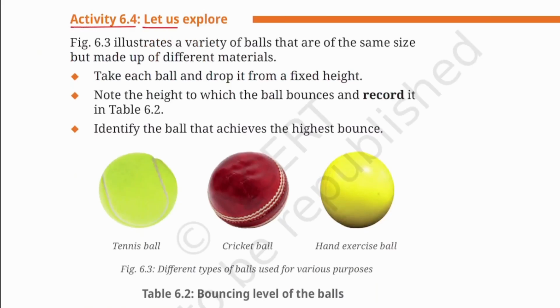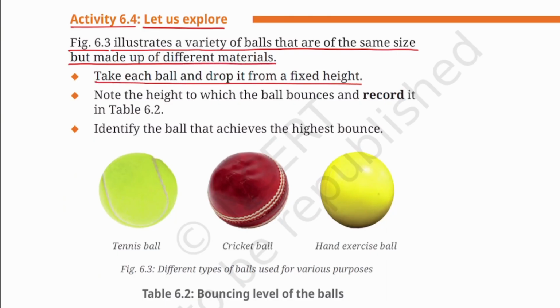Activity 6.4 Let us explore. Figure 6.3 illustrates a variety of balls that are of the same size but made up of different materials. Take each ball and drop it from a fixed height. Note the height to which the ball bounces and record it in table 6.2. Identify the ball that achieves the highest bounce.